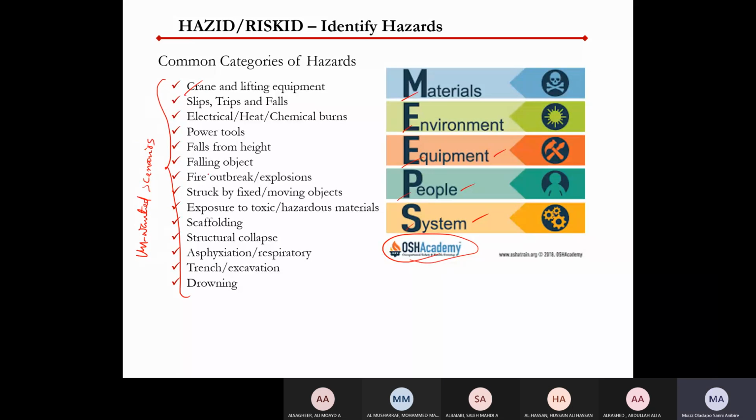So all these are unwanted scenarios, and they're all accidents. I mean, crane and lifting equipment accidents, slip, trips, and fall accidents, power tool accidents, and things like that. So what could be the causes of this? This can be identified as a hazard or the cause sources of risk, which are the hazards.